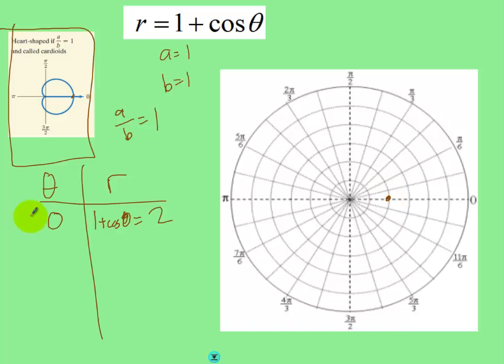And then if you keep plotting more points, let's do another one. What if I did pi over 2? Well, it's going to be 1 plus cosine of pi over 2, and that is 0, so it's going to be 1. So it's going to come in right here.